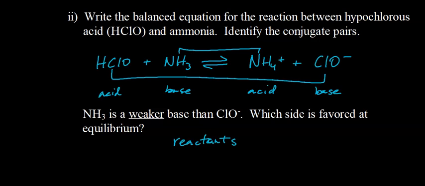So there's our conjugate acid-base pairs, labeled each as an acid or a base. NH3 is a weaker base than ClO minus, meaning given the choice, which one is more likely to gain an H plus, that would be the ClO minus. And because of that, the reactant side is favored this time.